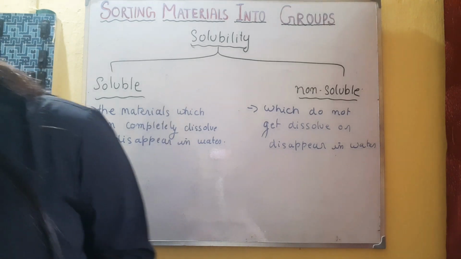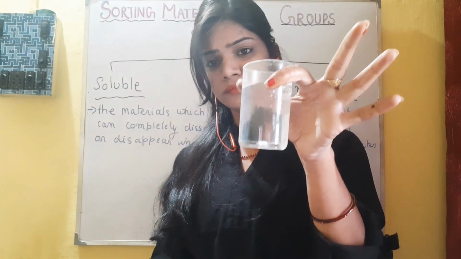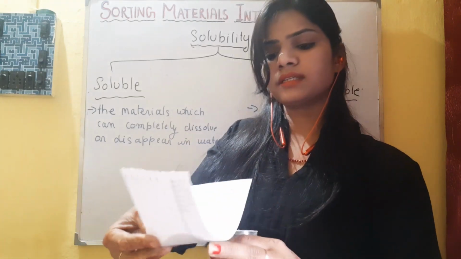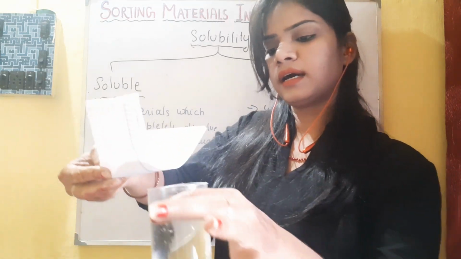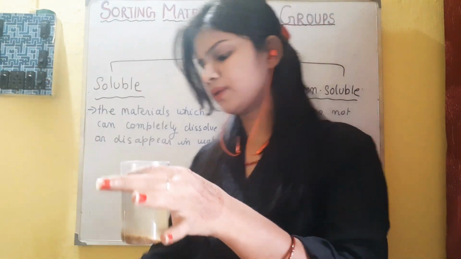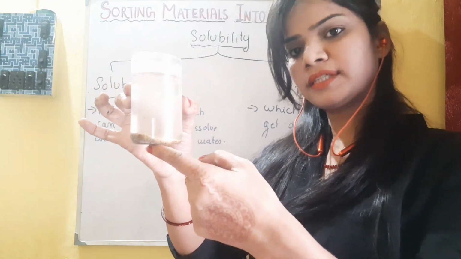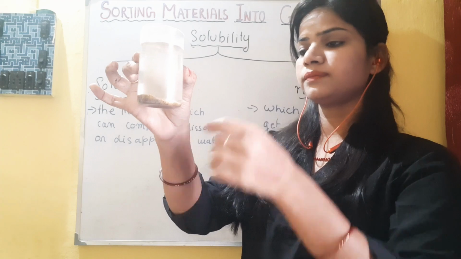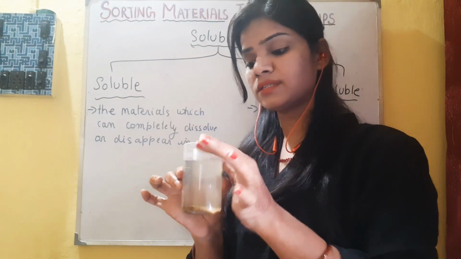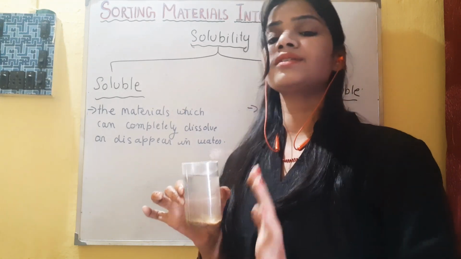Okay, I'm showing you the experiment. Wait a second. See, this is the water in a glass, and as you can see, this is sand. I'm mixing both of them together. Okay, can we see water and sand separately? Can we? It means sand is not dissolved in water. Okay, means sand is insoluble.